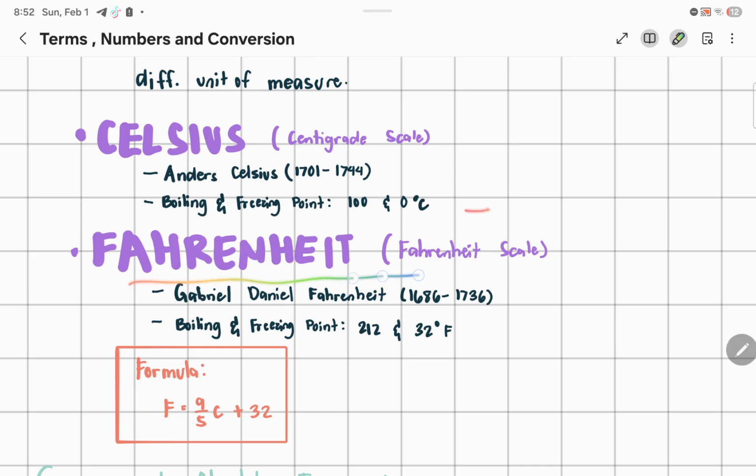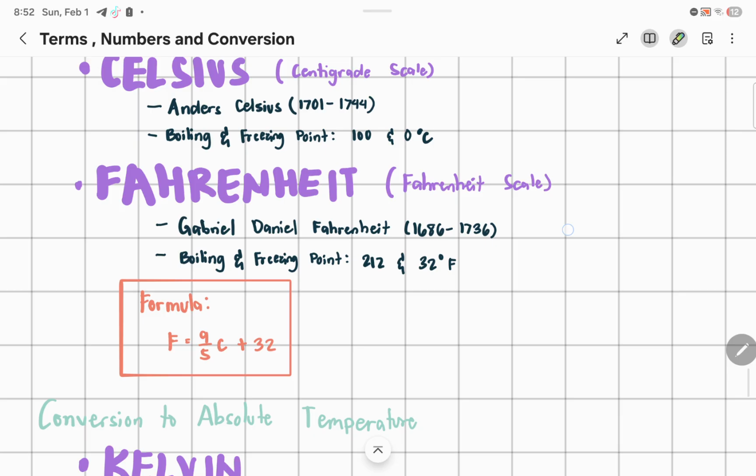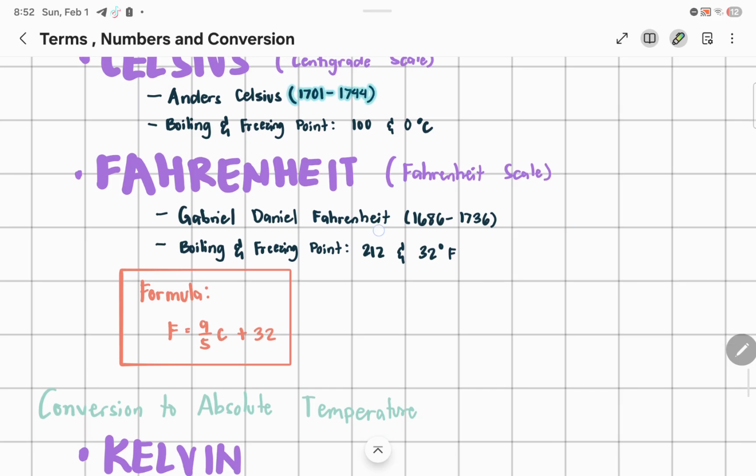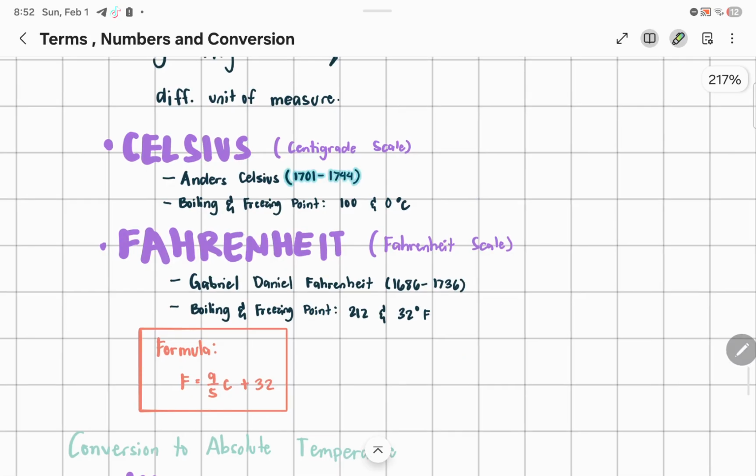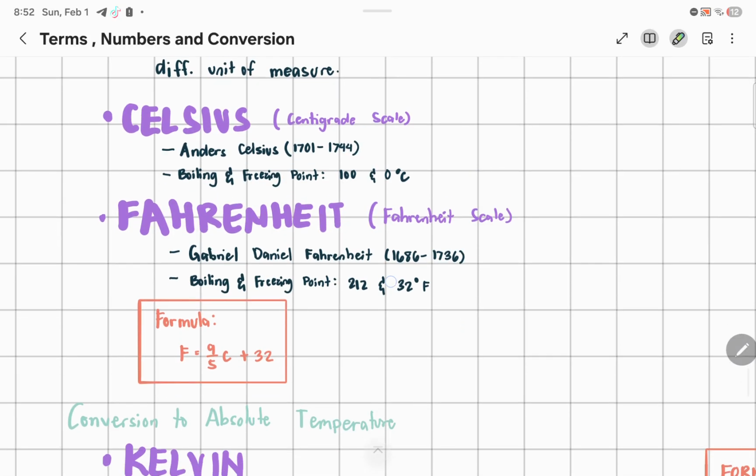And then Fahrenheit, or the Fahrenheit scale, which was introduced by Gabriel Daniel Fahrenheit. The boiling point is 212 degrees Fahrenheit, and the freezing point is 32 degrees Fahrenheit. This is used commonly in America. So this is the formula for converting from Fahrenheit to Celsius and vice versa.